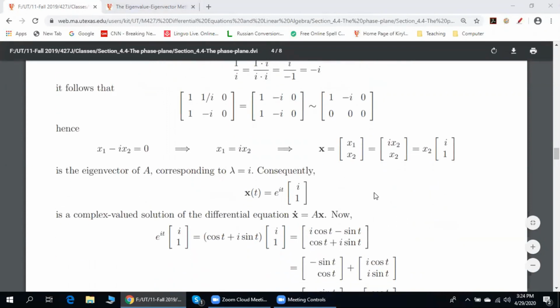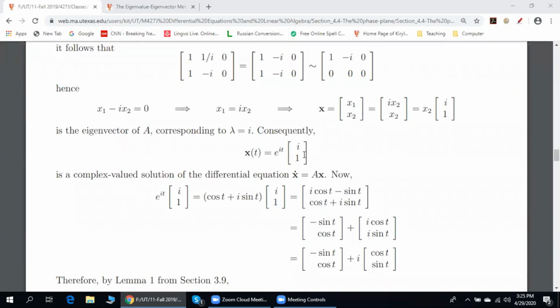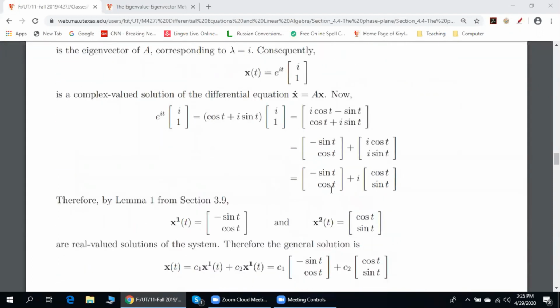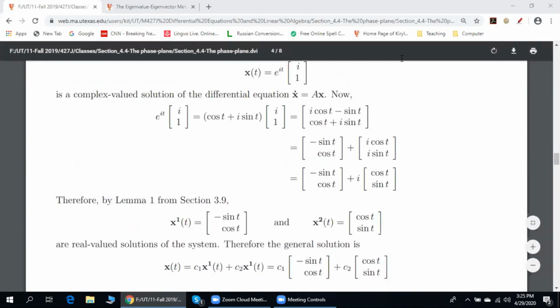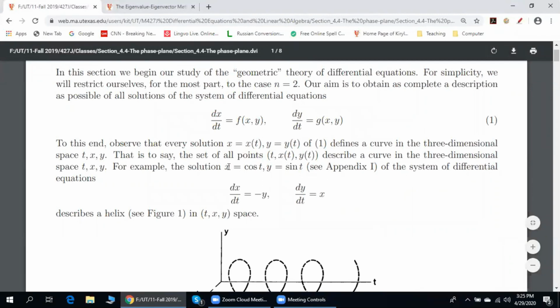Then we apply the formula e to lambda t times v. So this is a particular complex valued solution. And then we apply Euler's formula in order to rewrite this as the sum of two pieces. This is particular solution number 1. This is particular solution number 2. So particular solution number 2 is cosine t, sine t. Means x of t is cosine, y of t is sine. It's exactly what we have here. x is cosine, y is sine.